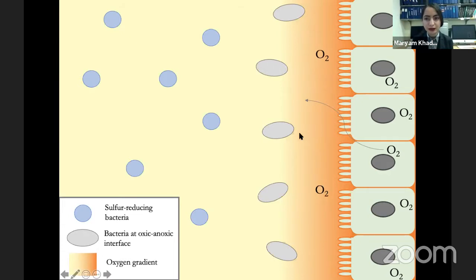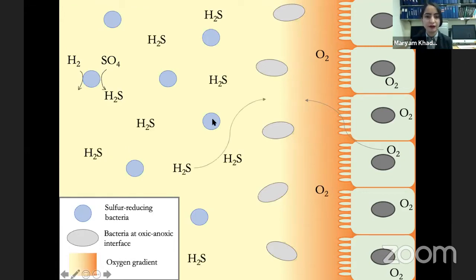And it produces a gradient that here is shown with orange color because there are all these bacteria that quickly consume oxygen. But towards the center of the lumen, we have sulfur-reducing bacteria that produce H2S. Now we have H2S coming from one side and oxygen from another side. And oxygen can easily steal the electrons from H2S and form hydrogen peroxide. And this oxic-anoxic interface is where we think E. coli lives and where it experiences hydrogen peroxide, but very low levels of oxygen.